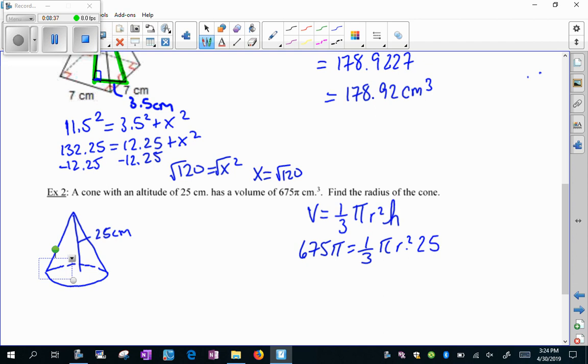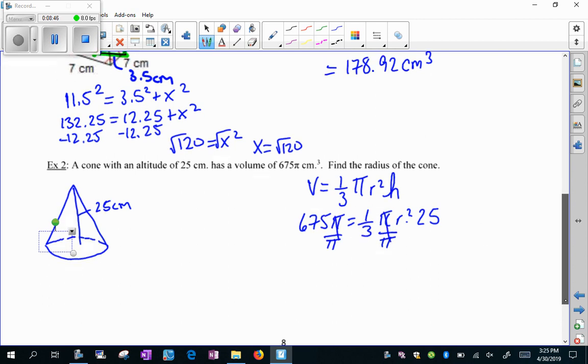So the first thing I'm going to do is divide both sides by pi. Let's get rid of that. All right, that cancels. And now I get 675 equals 1/3 r squared times 25. What I like to do is get rid of the fraction. I know I can do that by multiplying both sides of the equation by 3. So now I'm going to get 25 r squared.